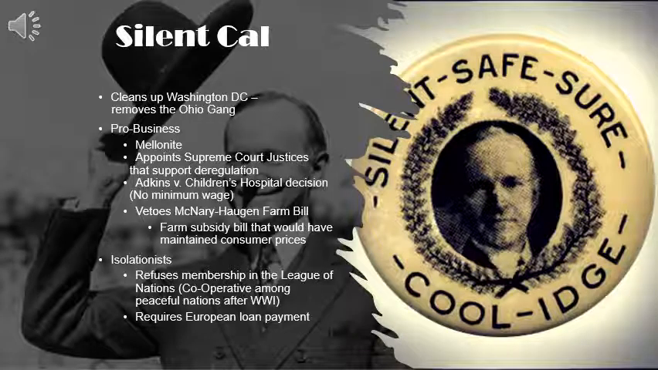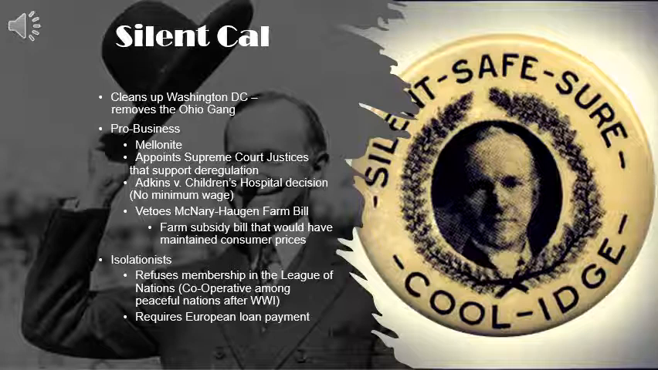President Coolidge vowed to clean up Washington, D.C. and remove the Ohio gang that was guilty of so much corruption under President Harding. He was pro-business, and he appointed Supreme Court justices that supported deregulation of businesses, as in the Adkins v. Children's Hospital decision, where the Supreme Court rendered there would be no minimum wage guarantees.